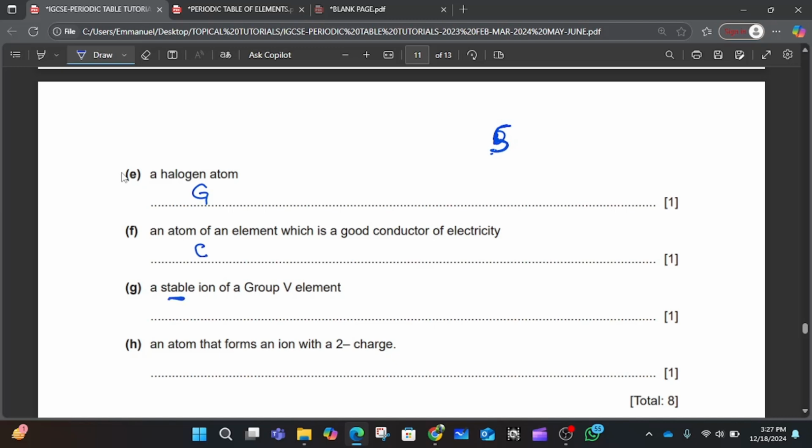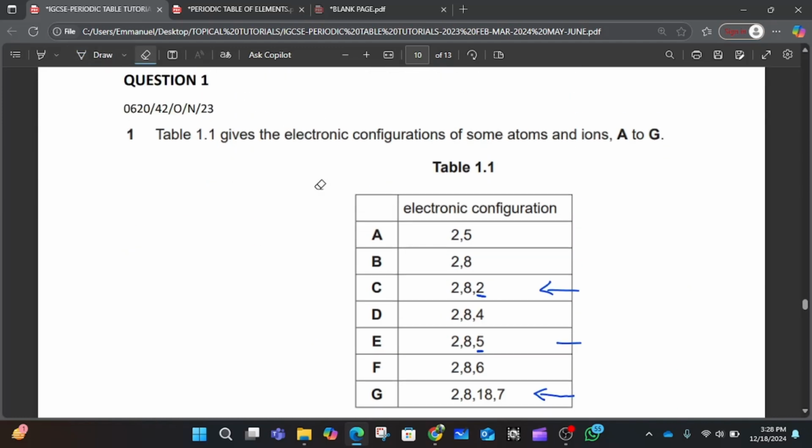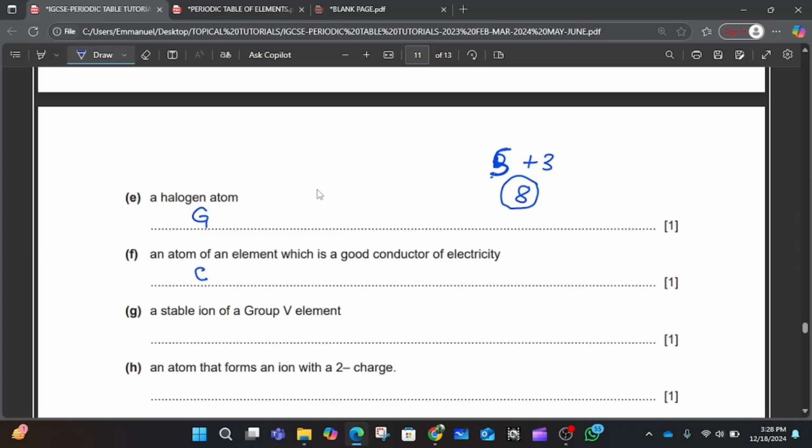That means that the outermost shell is now fully filled. So which means that it is actually gaining 3 more electrons to form 8. So we must see 8 electrons in the outermost shell after the atom has gained 3 more. And B is the only one that gives us 8 electrons in the outermost shell. So this has to be B.